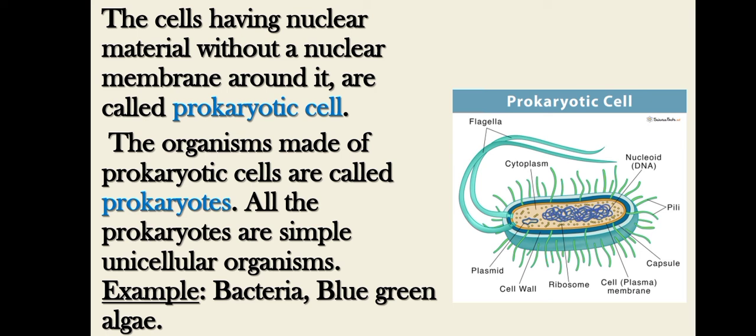In fact, prokaryotic cells have no real nucleus. The organisms made of prokaryotic cells are called prokaryotes. The word pro means primitive and karyon means nucleus. All the prokaryotes are simple unicellular organisms. Thus, the simple unicellular organisms whose cells do not possess a nucleus bound by a nuclear membrane are called prokaryotes. Prokaryotes have no real nucleus in their cells. They are relatively simple organisms.